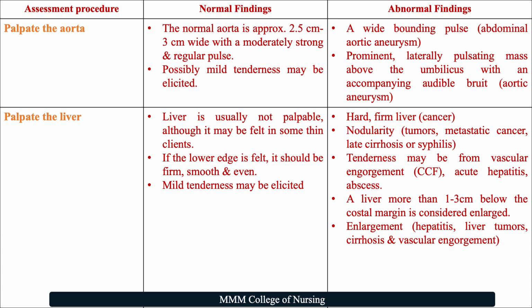Palpating the aorta. The normal aorta is approximately 2.5 centimeters to 3 centimeters wide with a moderately strong and regular pulse. Possibly mild tenderness may be elicited. Abnormal findings show a wide bounding pulse suggestive of abdominal aortic aneurysm. A prominent lateral pulsating mass above the umbilicus with an accompanying audible bruit is also suggestive of aortic aneurysm.